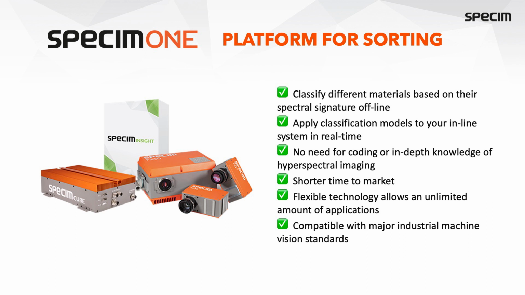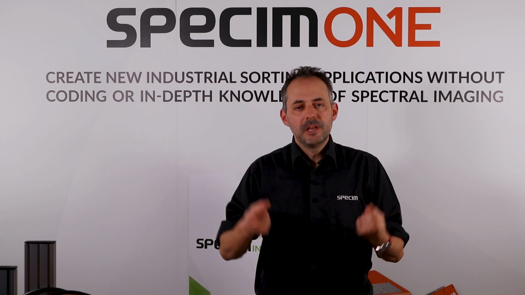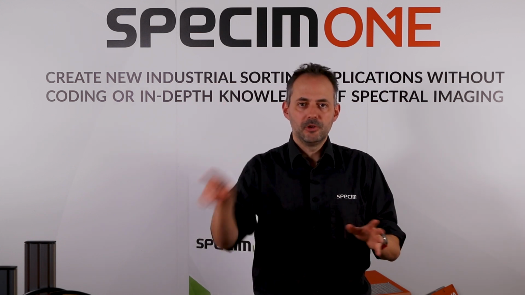And here, within this platform, you have the possibility to load many applications at the same time, many runtimes, you could put it that way, dedicated to different types of sorting applications. And then you can just select the one which is the most appropriate depending on the flow, on the stream that you are having on your belt. And it is also compatible with major industrial machine vision standards, so that the integration of this system into your machine is as straightforward as possible.